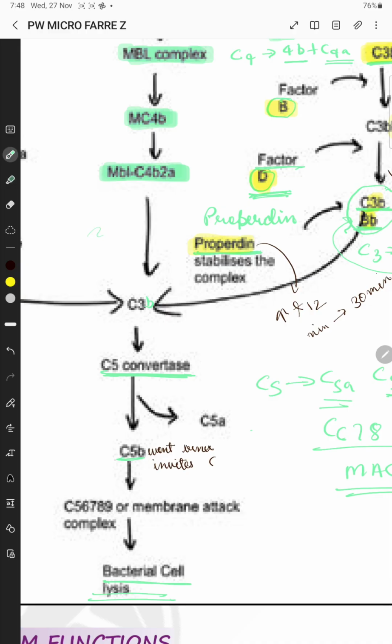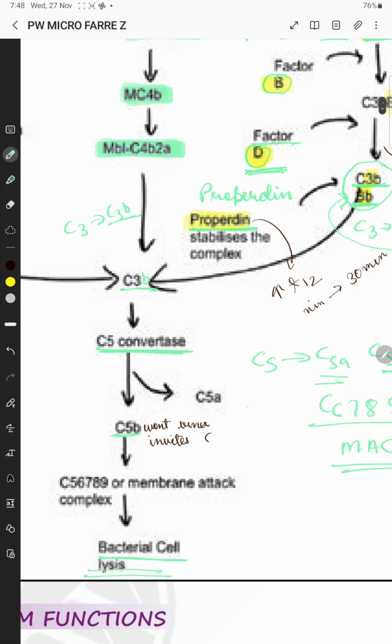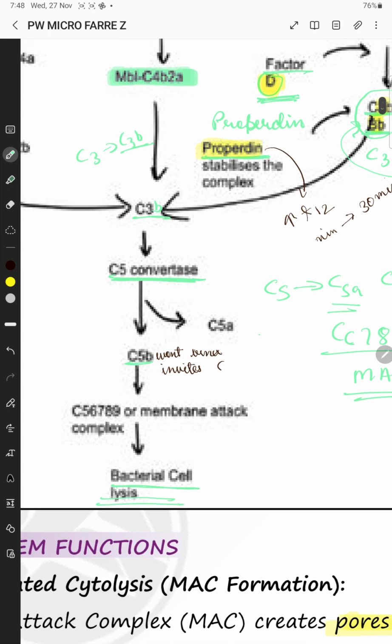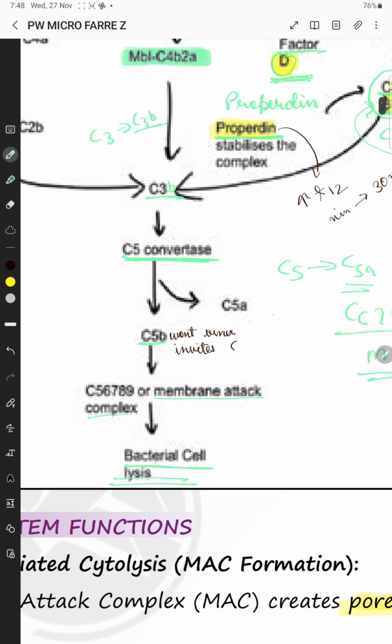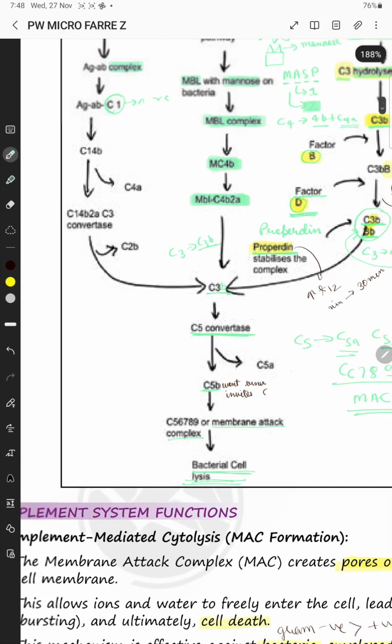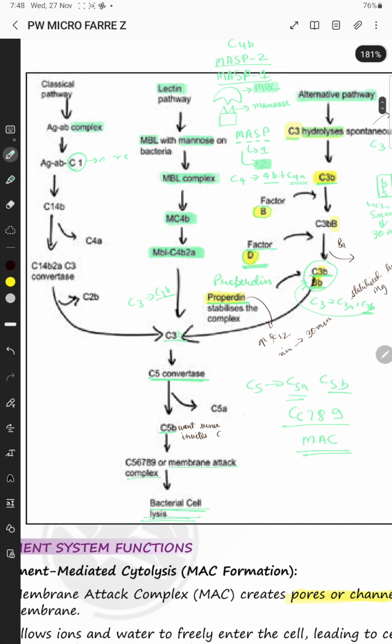When C3 convertase is formed, C3 will be cleaved into C3a and C3b. Then this C3b will bind to it and form the C5 convertase. Then C5a and C5b will be formed. C5a will go away and also act as an anaphylatoxin, and C5b will initiate the formation of the membrane attack complex by inviting C6 to C9 proteins, and then finally bacterial cell lysis will occur. So these are the three pathways: classical pathway, lectin pathway, and alternative pathway.